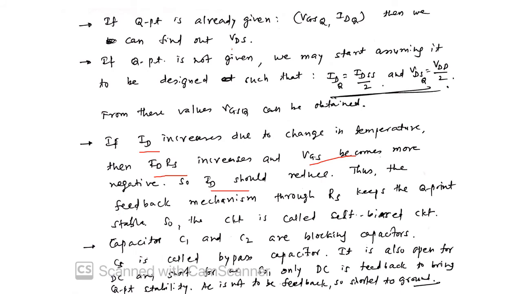Capacitors C1 and C2 are, as I said, for blocking, and CS is a bypass capacitor. We want to feed back the DC, but we do not want to feed back the AC, because if AC is fed back, your output is reduced. We want maximum AC output on the output side, so AC should not be fed back. It would reduce the gain, and that's why a bypass capacitor is used. This is similar to BJT, right?